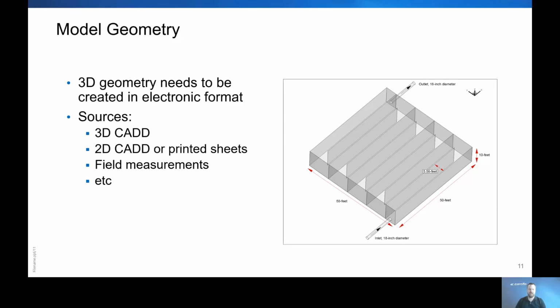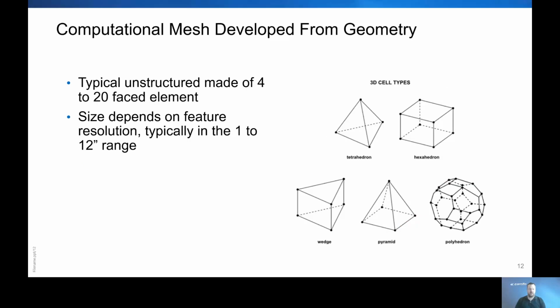It could come from a 3D CAD file, could be generated by the modeler or a CAD individual from 2D drawings or printed sheets. Field measurements could contribute to this. Sometimes things are made after it's built, and so verification can sometimes be helpful, although it's not always possible. And once we have a geometry, a computational mesh is developed within the geometry where the flow field is going to be solved.